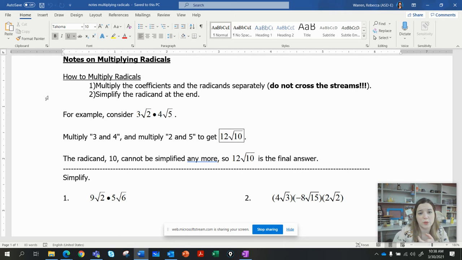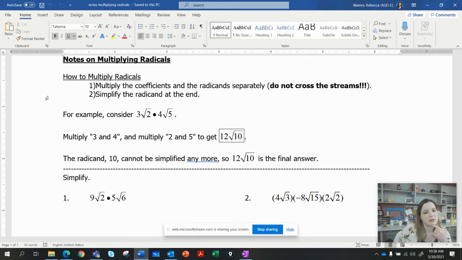Step one is to multiply the coefficients with the coefficients and the radicands with the radicands, and you always keep those things separate. You can never cross them, so you never want to multiply a coefficient into a radicand. And then from there, you just simplify the radicand if possible. That's it, two steps, it's fairly quick.